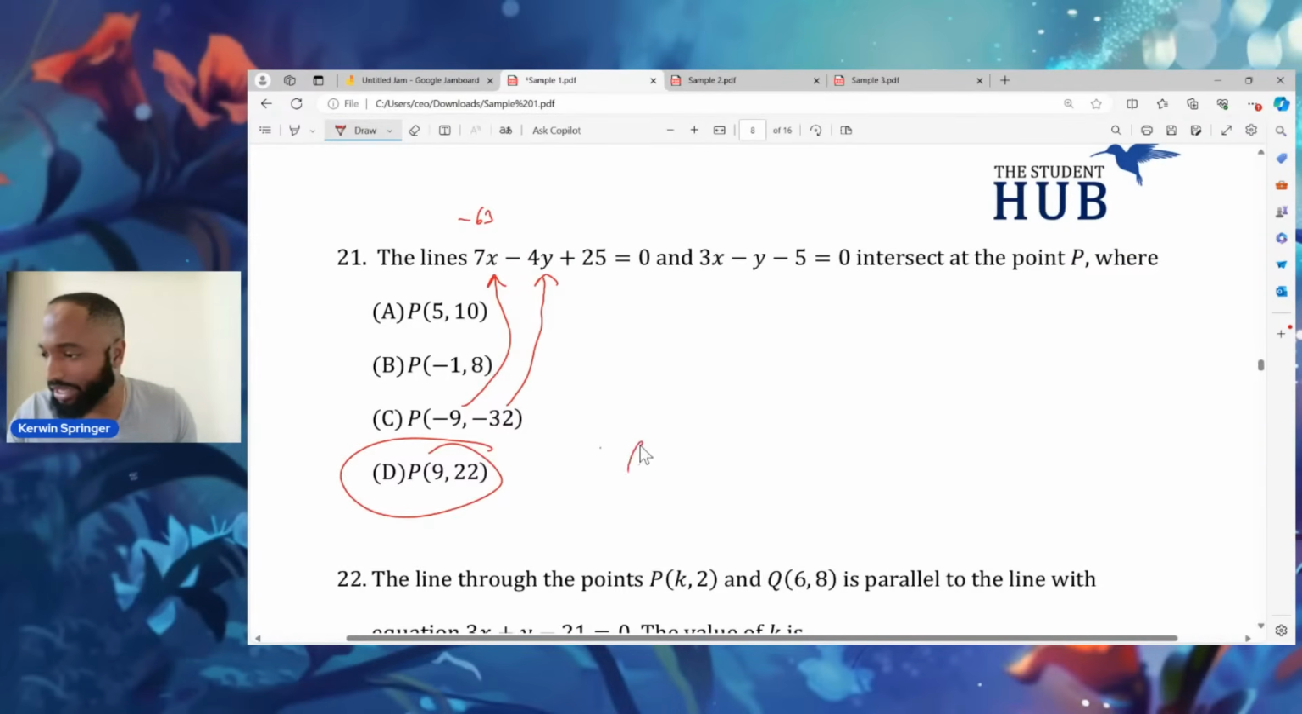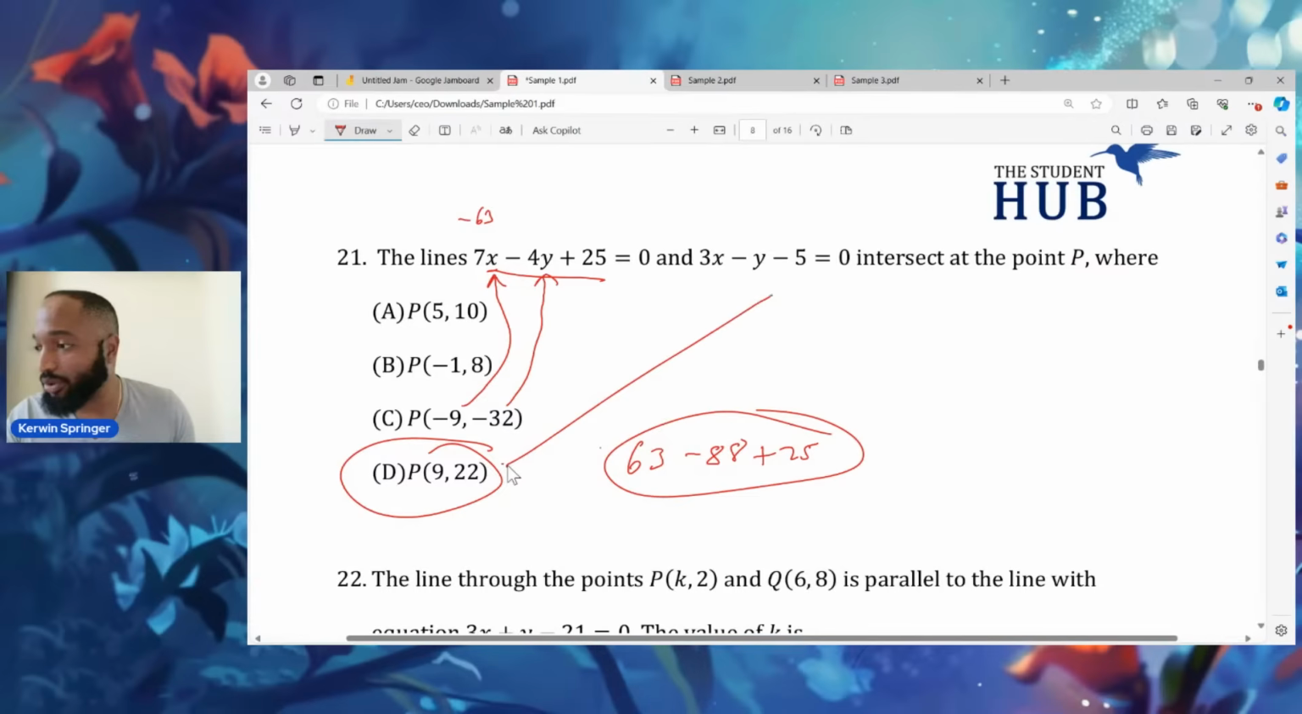So we'll have 7 by 9 is 63, minus 88, because that's 4 plus 25. Yes, sir, this is the one. This is the only one that works with the first equation, and it had to work with both equations. So this is the answer. Substitute 9 in here: 3 by 9 is 27, minus 22, minus 5 is also equal to 0. So D works for both of them. That's the fastest way to do it.